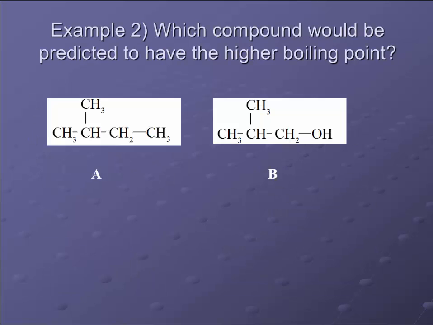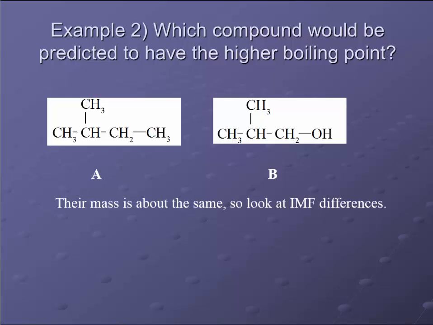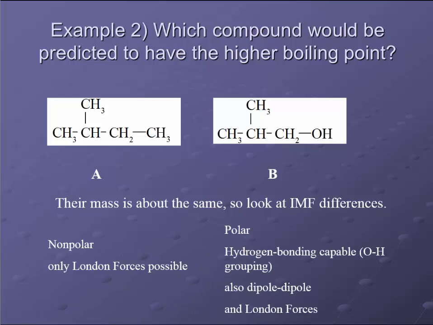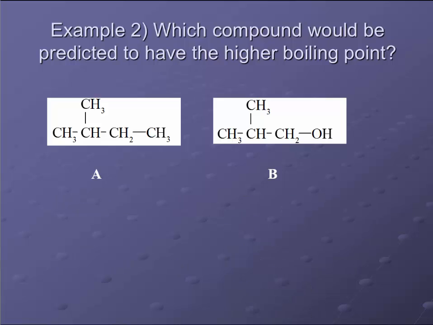Let's try this one. Which compound would be predicted to have the higher boiling point, A or B? Remember, mass first, then IMFs. Their mass is about the same, so we need to look deeper at IMF differences. Compound A is a hydrocarbon. It's nonpolar, so it only has London forces possible. Compound B is an alcohol. See the OH group? It's polar and hydrogen bonding capable, so it can do dipole-dipole and London forces in addition to the very powerful hydrogen bonding.